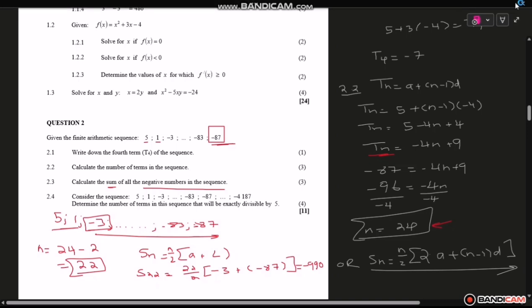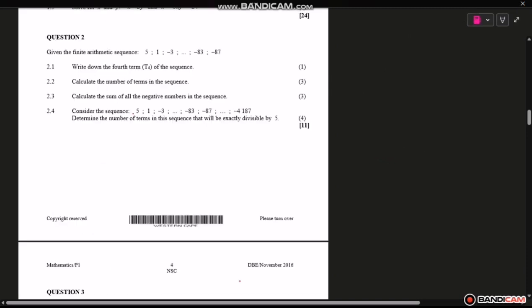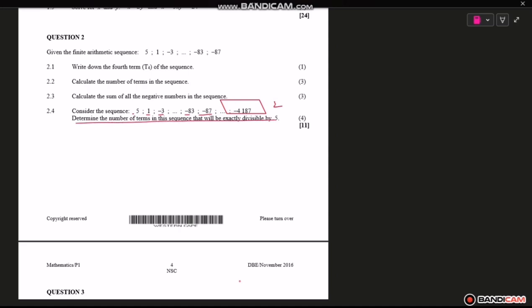Okay, so this is how you're solving it, guys. So let's do the last one, 2.4. All right, 2.4. We have these values as our sequence. In this, we know that negative 4187 is the last term of this sequence. Then they want us to determine the number of terms in the sequence that will be exactly divisible by positive 5, meaning we want all the numbers that are divisible by 5. I hope that makes sense.